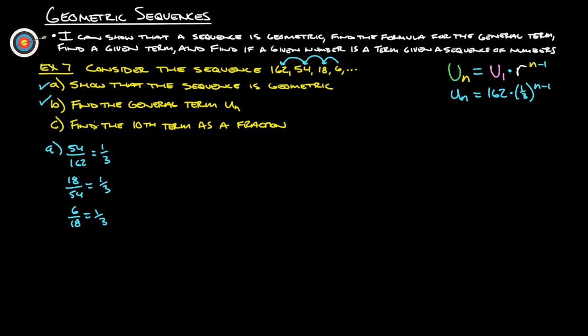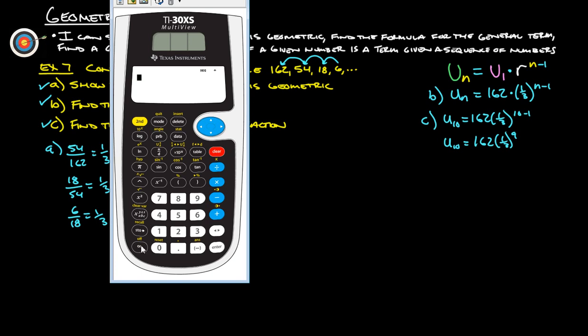We're going to use that general term to find the 10th term as a fraction. So this was B, so we're going to do C. We're going to find the 10th term: u sub 10 equals 162 times 1/3 to the 10 minus 1 power. So our 10th term is simply going to be 162 times 1/3 to the 9th power. So let's put that in our calculator, shall we?